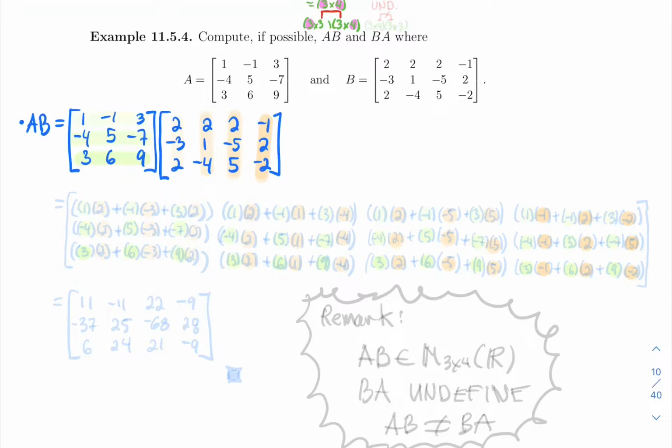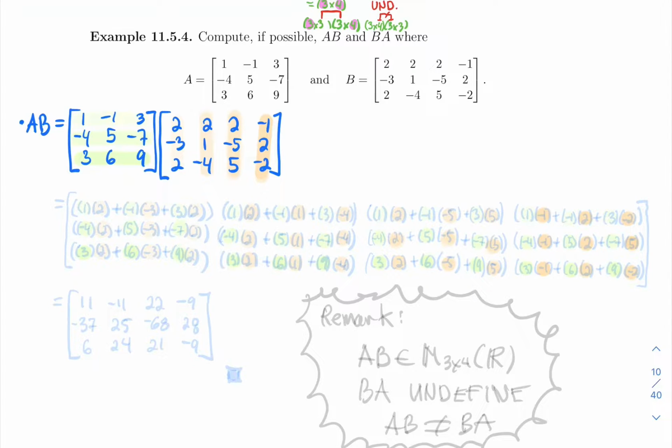But meanwhile, if you flip them, if you look at the dimension of B, it's a 3 by 4 multiplying a 3 by 3. But now when you look at the inner numbers, the 4 and the 3, they're not the same. So this one will be undefined. So the only one we have to care about is computing the product between A and B.